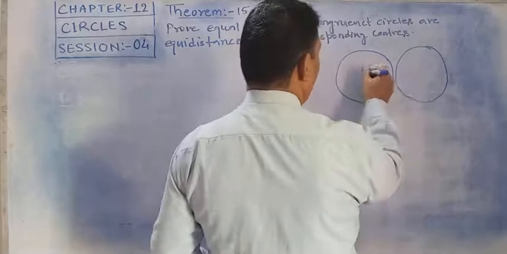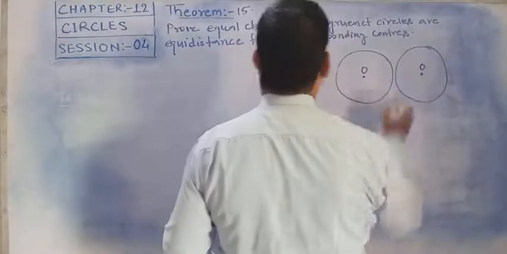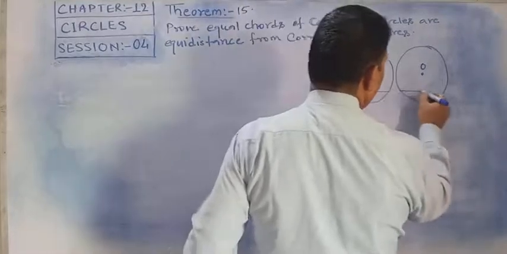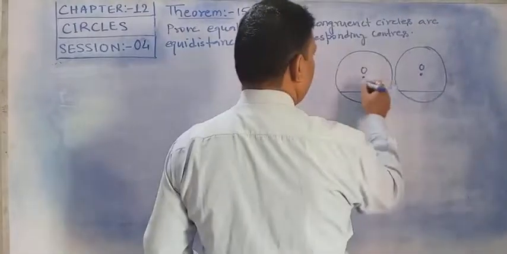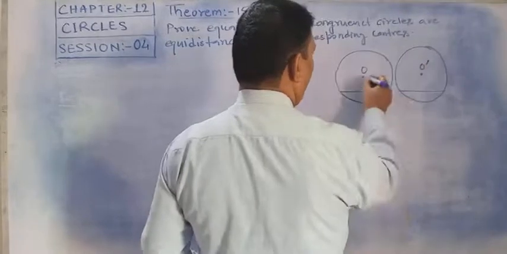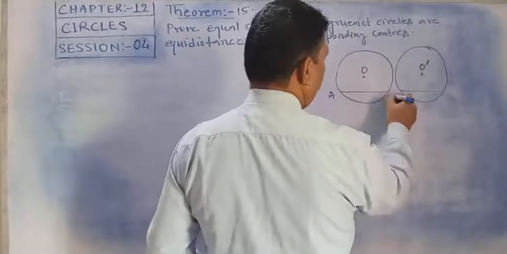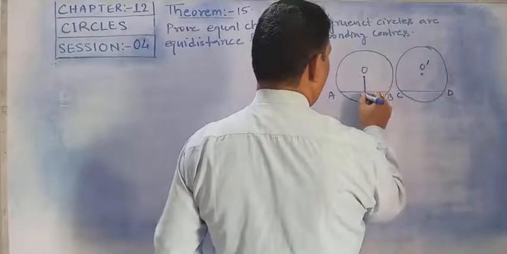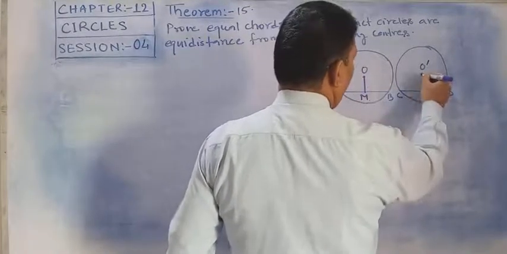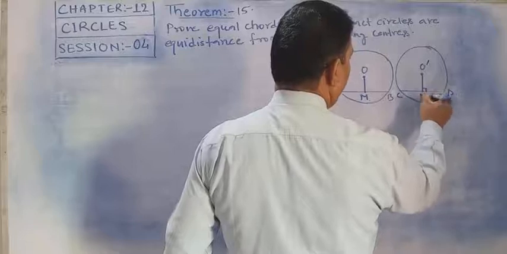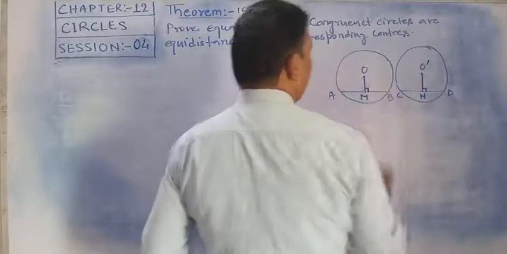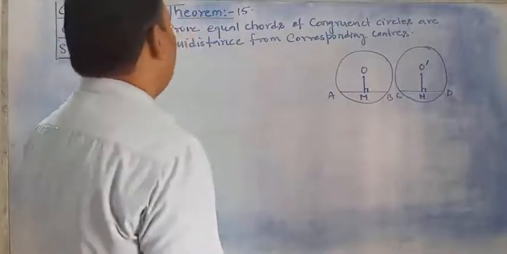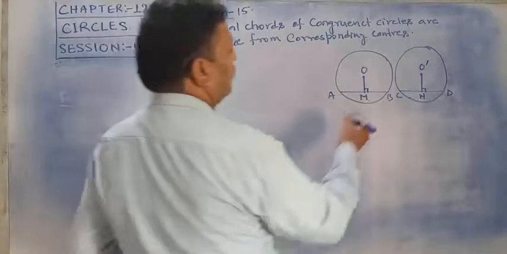This is the center O and this is the center O dash. So we consider these are the two chords AB and CD, and both are equal. OM perpendicular to AB, O dash N perpendicular to CD. So here two equal chords of the congruent circles are equidistant from their corresponding centers.